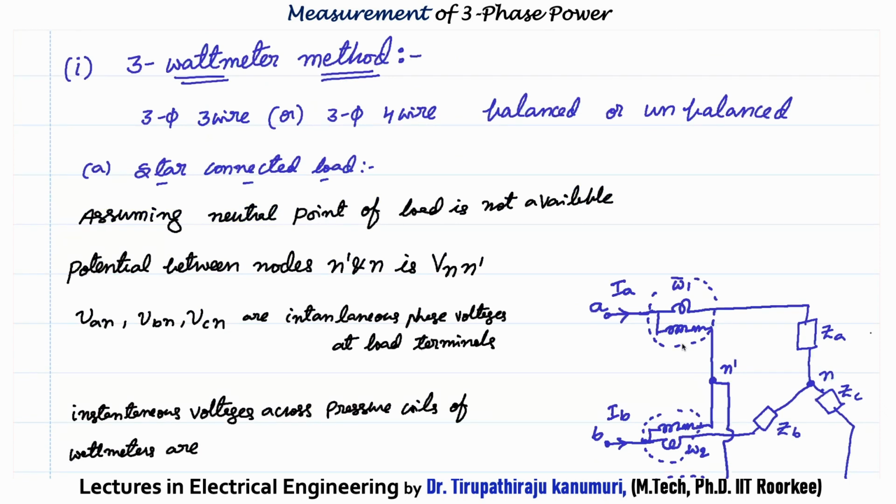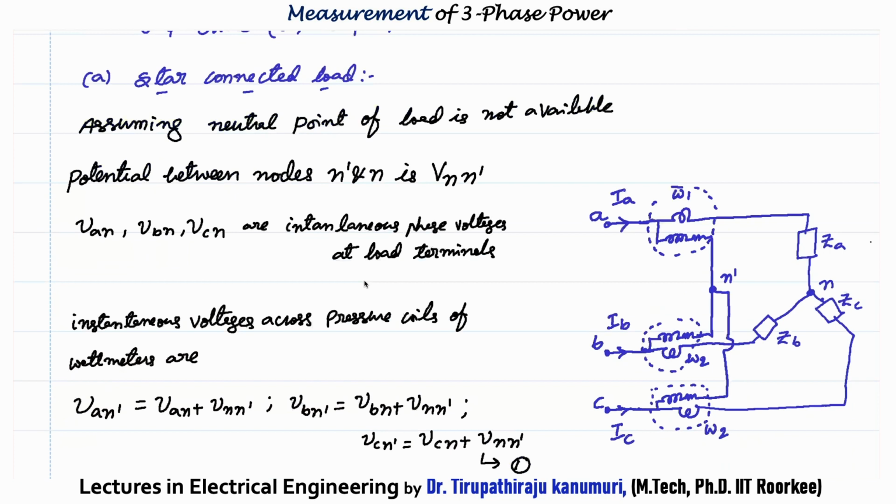First, starting with the 3 wattmeter method. This 3 wattmeter method is used for 3-phase 3-wire, or it can also be used for 3-phase 4-wire, either balanced or unbalanced system. In both these cases, we can go for the 3 wattmeter method. So let us start with the star connection. After that, we will go for the delta connection.